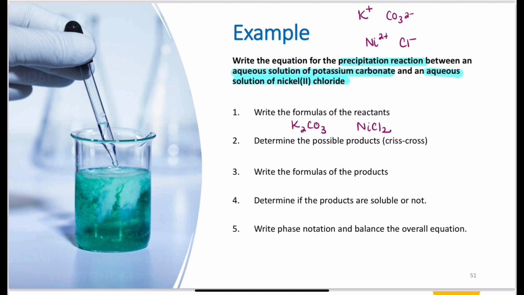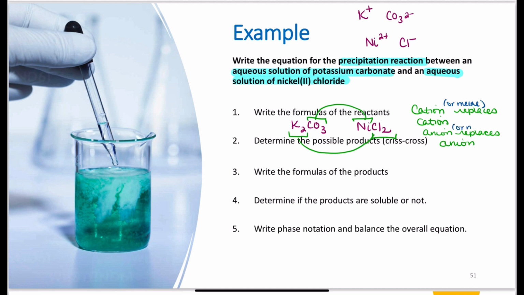I'm going to determine the possible products, and that's where we crisscross. You take the cation from one half and put it with the anion of the other. So where cation replaces cation, anion replaces anion. And I want you to think about that a little bit further as well. That means cation, or metal, replaces cation, and anion, or nonmetal, replaces anion.